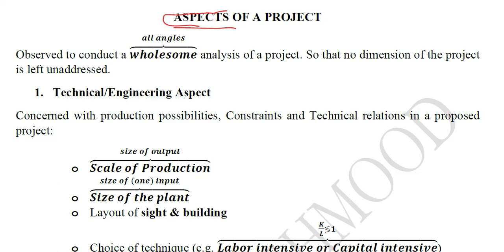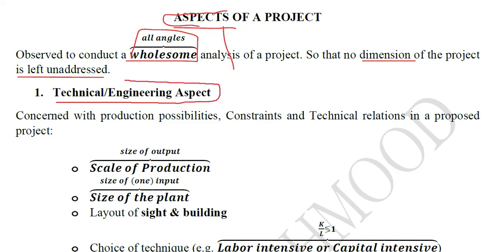And there are about 5 to 6 aspects that we will study here. So for this wholesome analysis from all possible angles, we should consider most of the aspects of it, and then we can say that most of the dimensions have been addressed, and not much of it is left unaddressed. So the first one is the technical or engineering aspect.